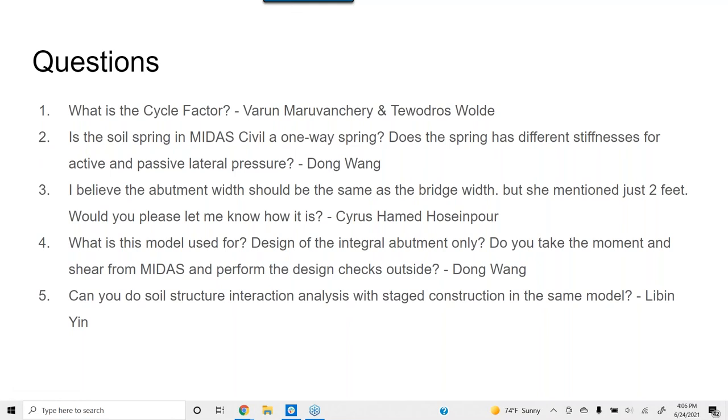So what is this model used for? Design of the integral abutment only? Do you take the moment and shear from MIDAS and perform the design checks outside? So this model, I think the main use of this model is to do the design check of the drilled shaft.